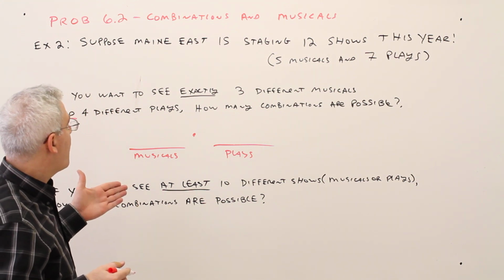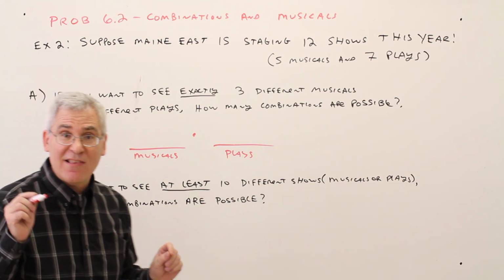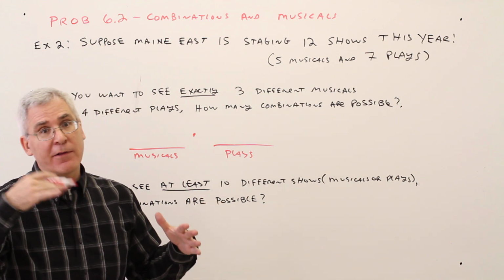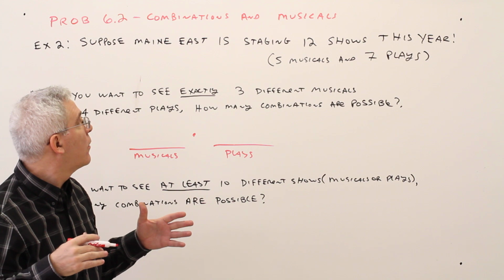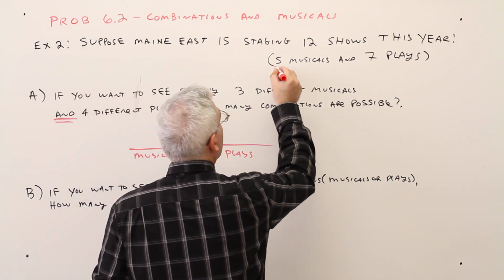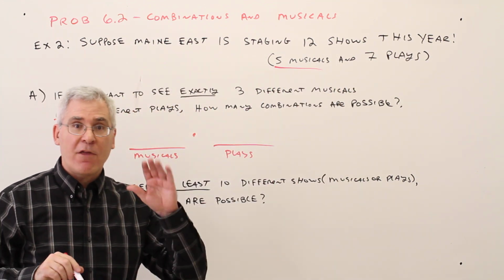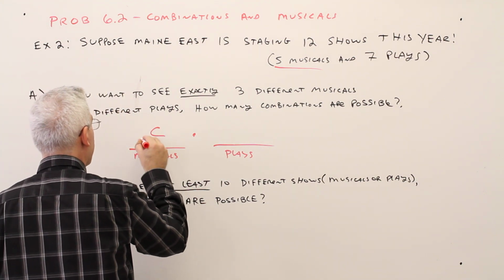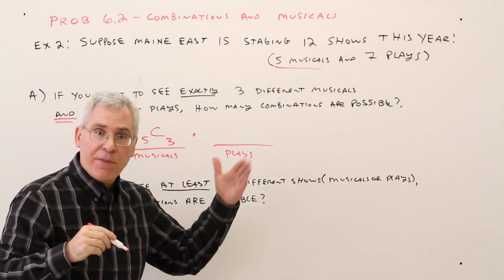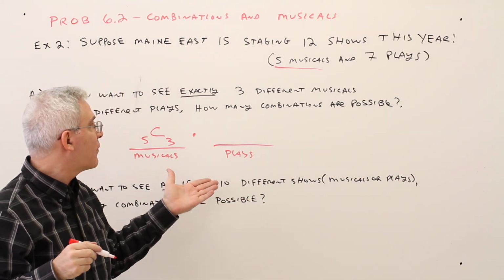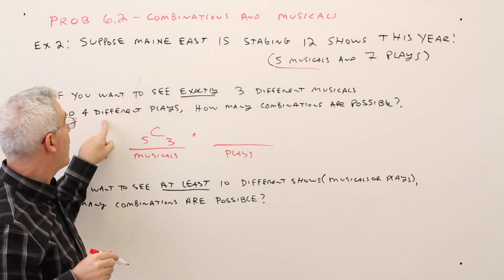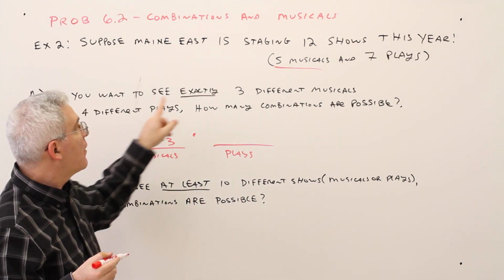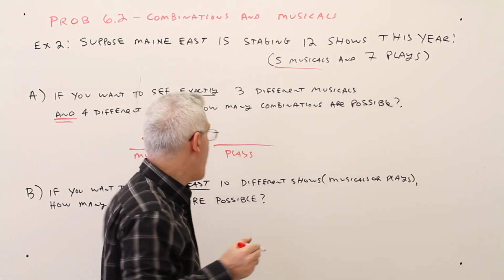Okay, so for the musicals, I want to see exactly 3 of them. Okay, order doesn't matter. Either I see 3 or I don't. Oh, there's a total of 5 musicals. So out of the 5 musicals, choose 3. All right, then I'll do the same kind of analysis with plays. I want to see 4 different plays, exactly 4 different plays. So out of the 7 plays, choose 4.